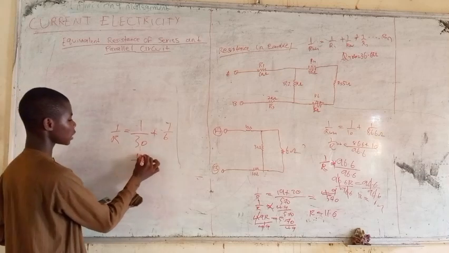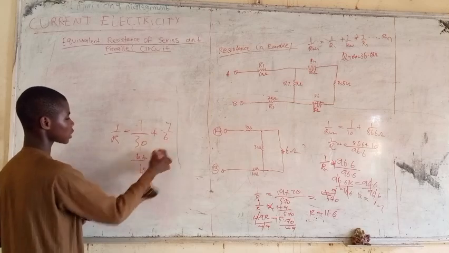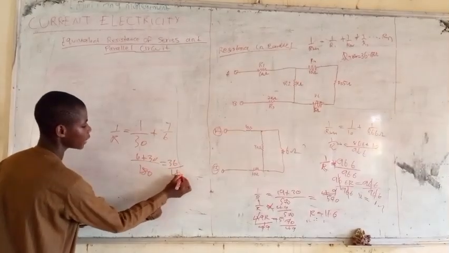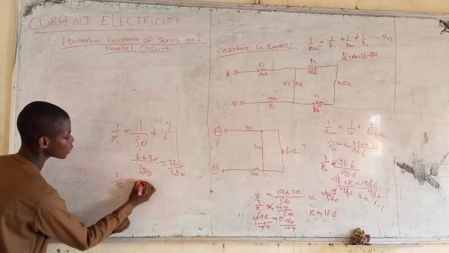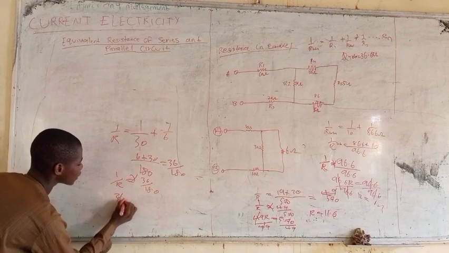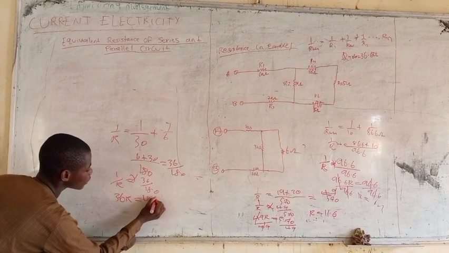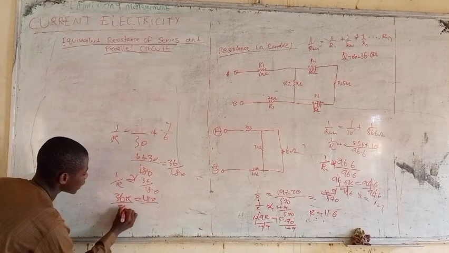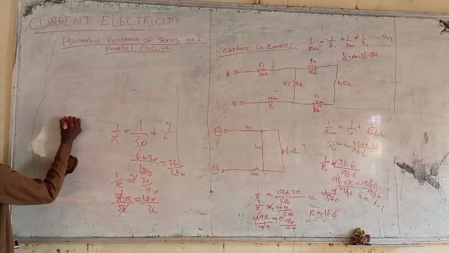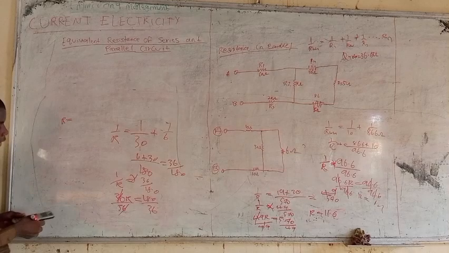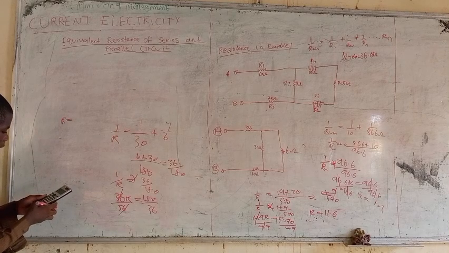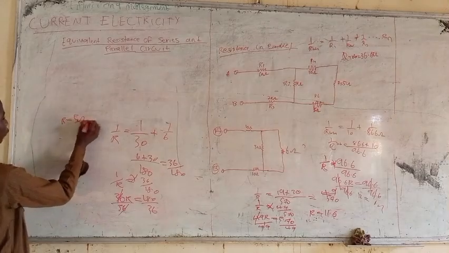180 over 30 gives 6, and 180 over 6 gives 30, which is equal to 36 over 180. Okay, 1 over R is equal to 36 over 180. Cross multiply. 36 R is equal to 180. Divide both sides by 36. The 36 cancels. Therefore R is equal to 180 divided by 36, which is 5 ohm.